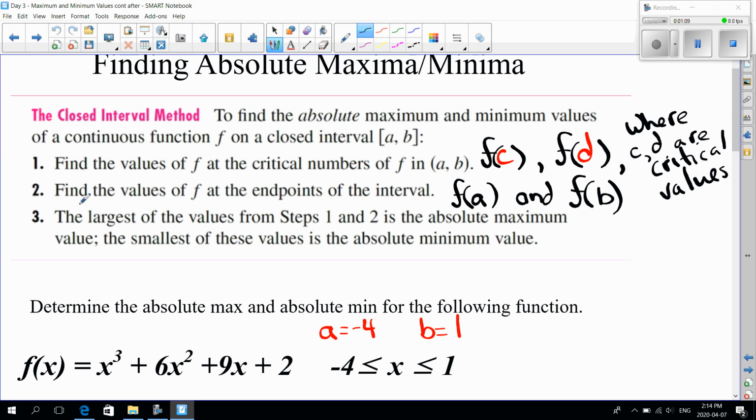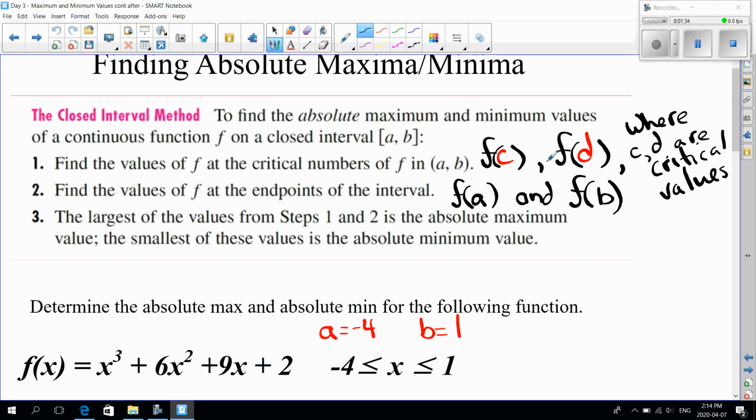We also have to find the value of f, so the function's height, at our critical numbers. Remember, the critical numbers would have to fall in between -4 and +1. And the highest of the values from steps 1 and 2 would be your absolute maximum. The lowest of the values from steps 1 and 2 would be your absolute minimum.